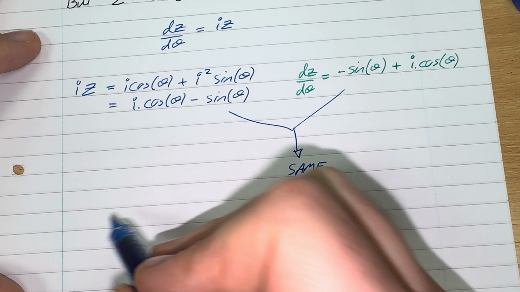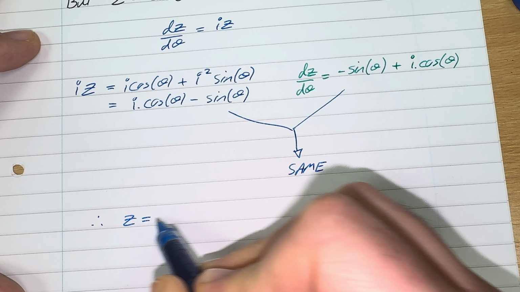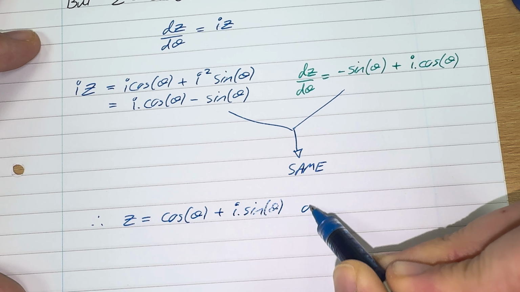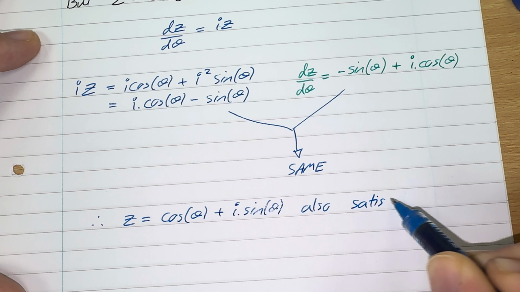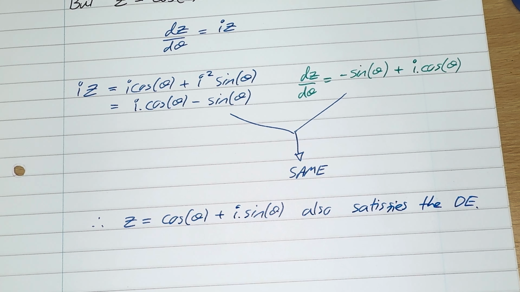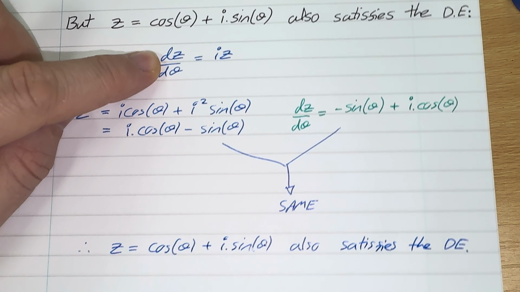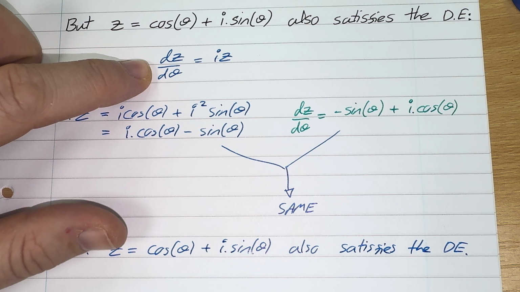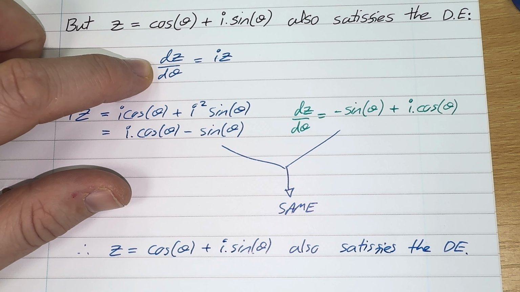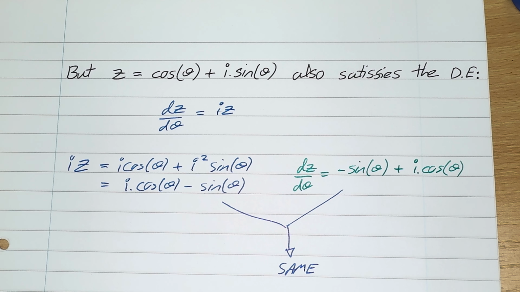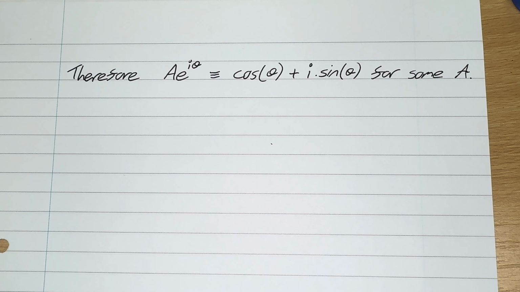And because they're the same, that concludes that z equals cos theta plus i sine theta also satisfies the differential equation. So we've now got two expressions of theta which satisfy the differential equation. But there can only be one solution, or at least up to one arbitrary constant, because it's a first order differential equation. So we can conclude from that these two functions must be somehow related.